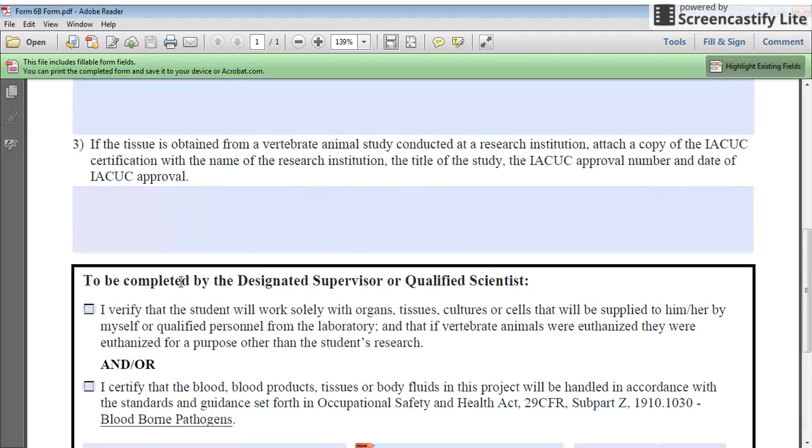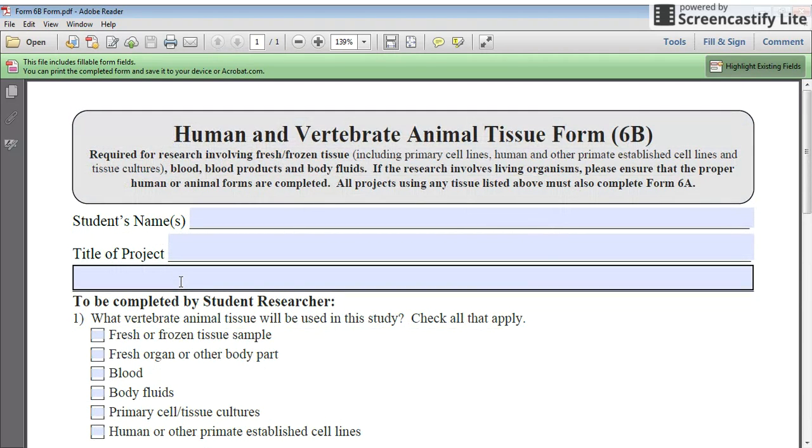Please note that any student using human and vertebrate animal tissue Form 6b requires prior approval by the Scientific Review Committee. This form must be completed by December 18th so the Scientific Review Committee can approve it prior to research. I strongly recommend that you utilize the Massachusetts State Science and Engineering Fair manual when completing this form. If you have any questions about how to complete the form, please do not hesitate to contact the Boston Public Schools Science Department as soon as possible.